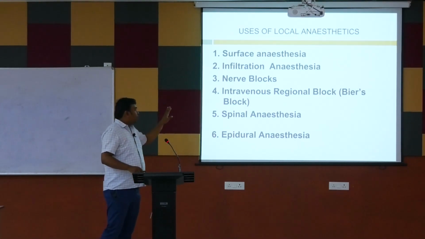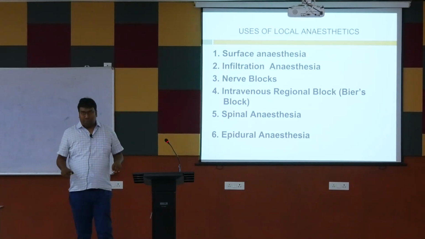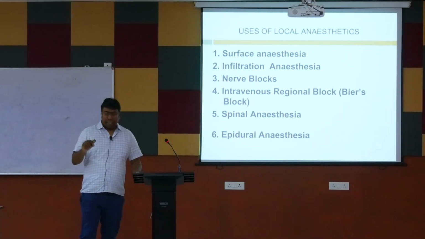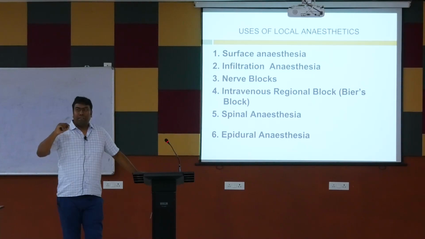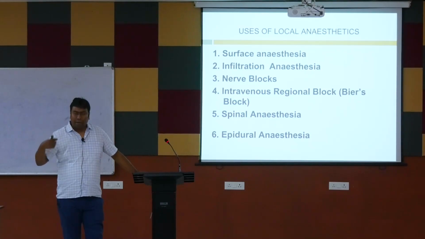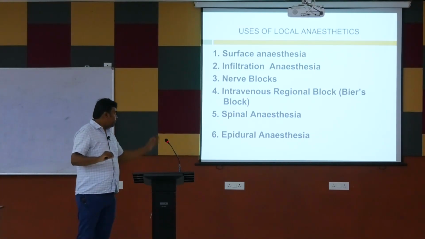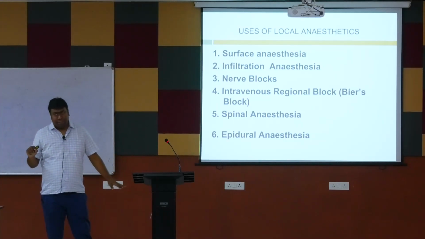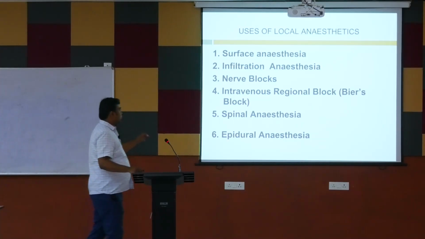Then intravascular or regional Bier block. Here, suppose the upper limb, all the nerves of the upper limb, selecting only the hand, only the arm, or only the forearm, depending upon that, involving the Bier block, which is primarily given by the intravenous route.